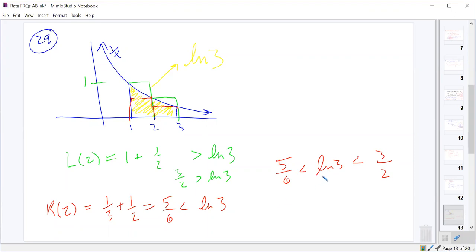Or, you know, in the answer choices, they wrote this as the integral from 1 to 3 of 1 over x dx. So looks like that's choice E. Any questions there on 29?